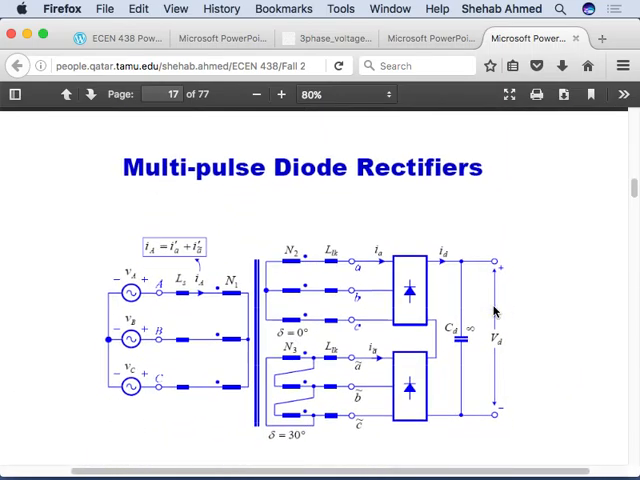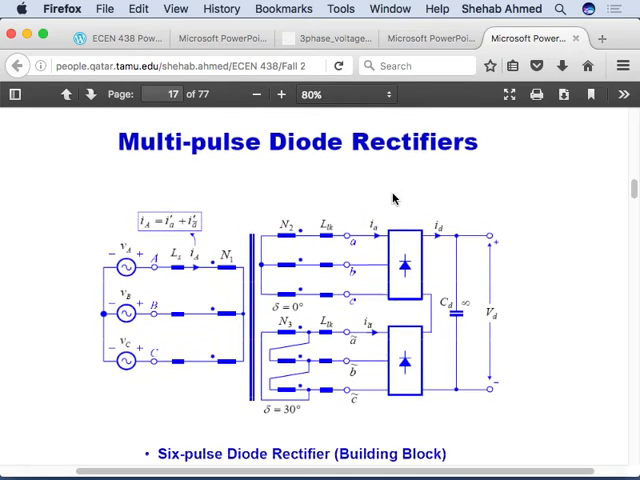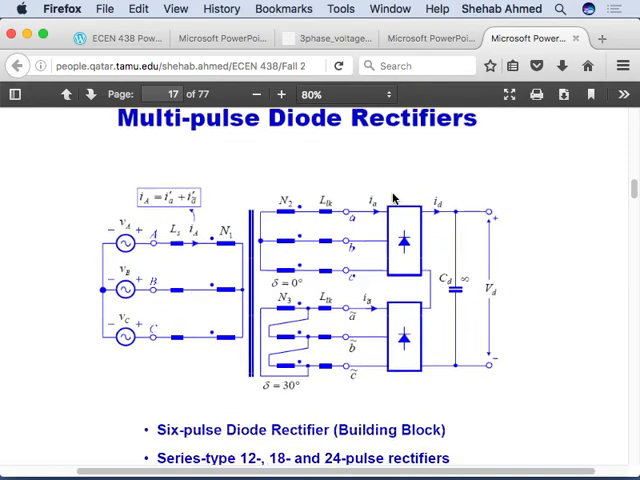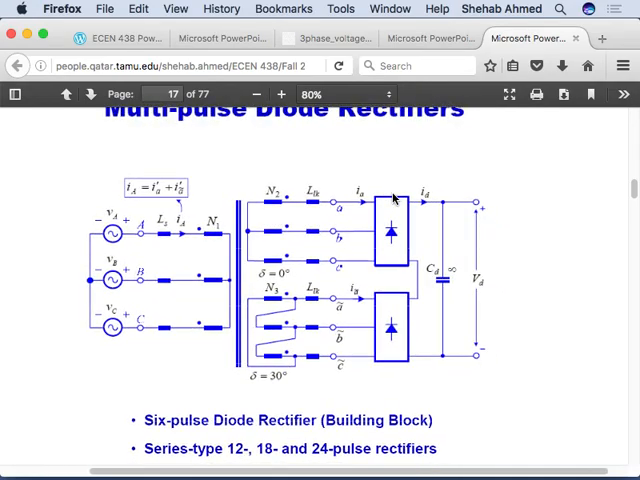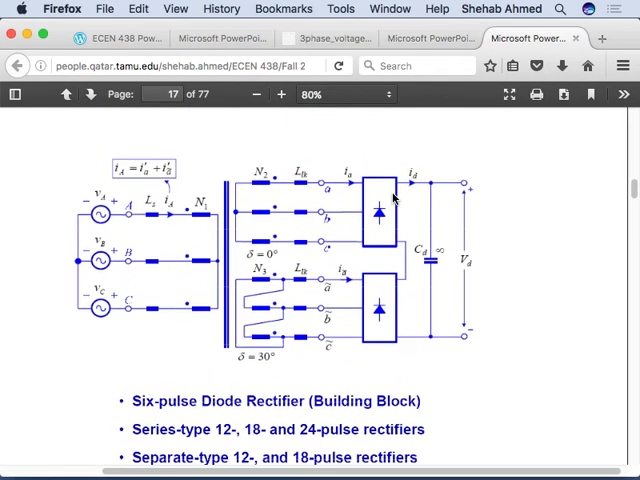What else? We talked about multi-pulse diode rectifiers. What is the advantage of those? Yeah, less ripple at the output. That was the main thing, as well as higher voltages. If you have a high voltage output that you want to create, and you don't want to put series devices, you can create these multi-pulse rectifiers, and they will improve the output power quality.